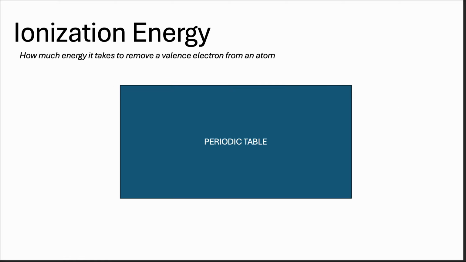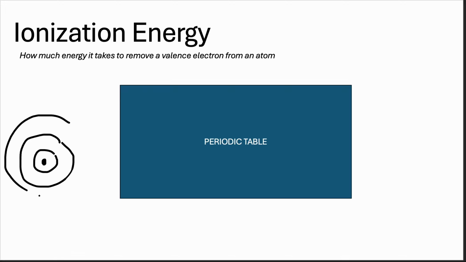So that's atomic size. What about ionization energy? Well, by definition, ionization energy is how much energy it takes to remove a valence electron from an atom. So again, if I draw an atom, here's my nucleus, and then I know that I have different rings with different electrons on it. And my valence electrons are the ones on this outside ring. So I'll just draw one. My ionization energy is literally how much energy would it take to remove that one electron from that atom and put it somewhere else.